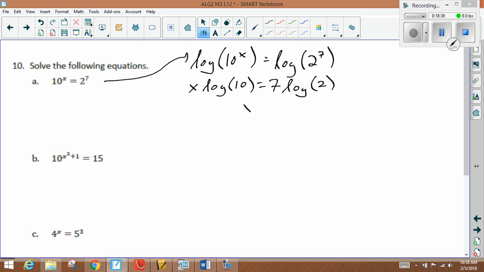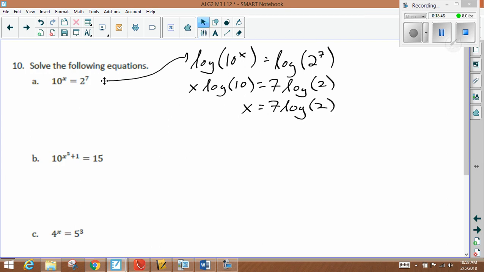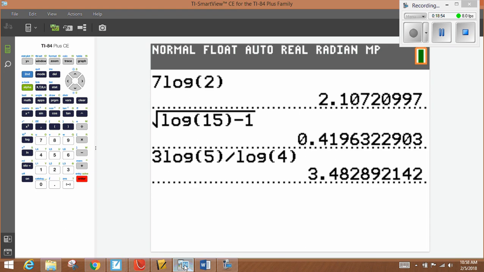Log base 10 of 10 is 1. So I get that x is equal to 7 log base 10 of 2. That's a good answer, but I can get a decimal approximation as well. And how do I do that? I go to my handy-dandy calculator and I type in 7 log 2.